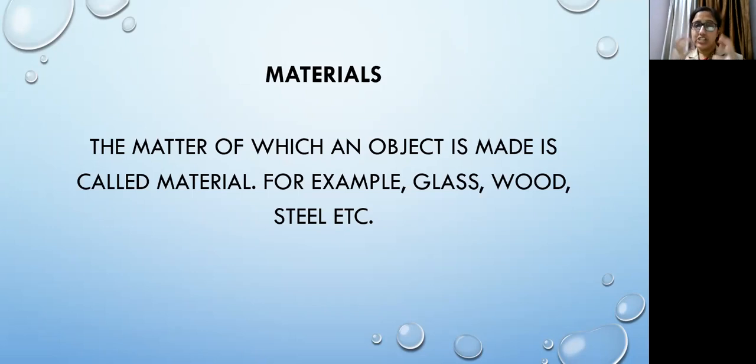The matter, any object, whatever thing it is made of, whatever matter it is made from, that is called material. For example, if I talk about a wooden table, what is that table made of? It is made of wood. So this wood is a material and the table is an object. These are two separate things. Wood is a material of which the object table is made.